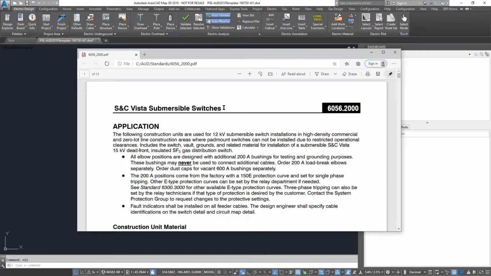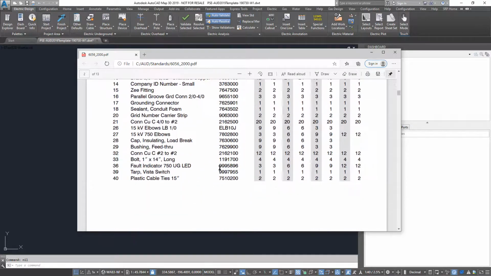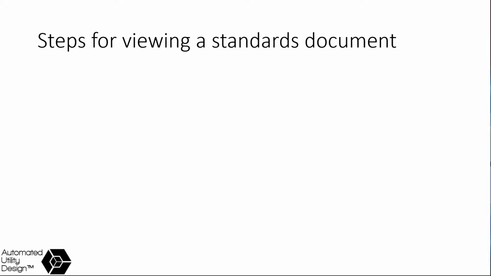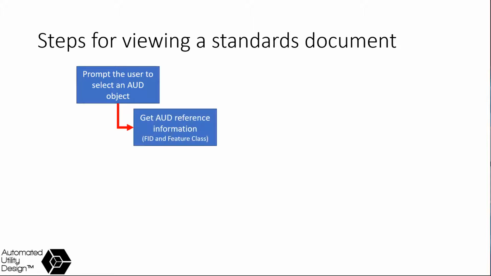Great. This function can be programmed in Lisp. To make this possible requires 4 core steps. First, the user needs to be prompted to select an AUD object. Now, given the object, you have to get the AUD reference information for the object. Fortunately, it's pretty easy to get this information, the feature class and the FID, for any AUD object using Lisp.